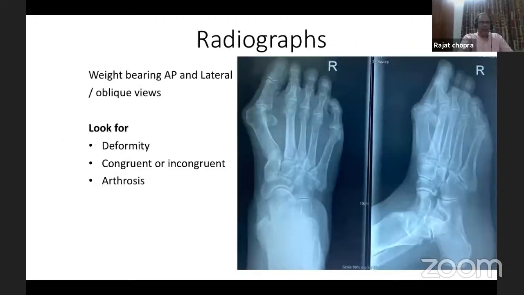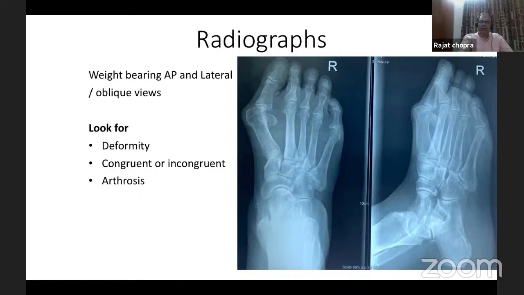I appreciate that. Now after the examination is complete, the next step would be to look at the x-rays. So you are asking for weight-bearing x-rays, like we have been discussing in foot and ankle. Weight-bearing x-rays are important. In a hallux valgus case, you are looking mainly for three things: deformity, congruency, and arthrosis. The deformity is the hallux valgus. So how bad is the deformity? You would like to classify the deformity into stages, and see whether the joint is congruent or not, and if you have got some arthritis in it.